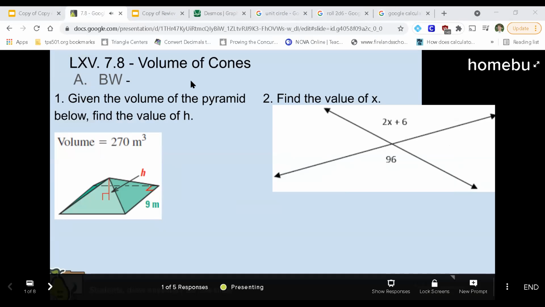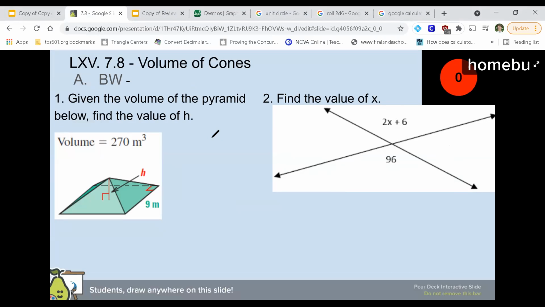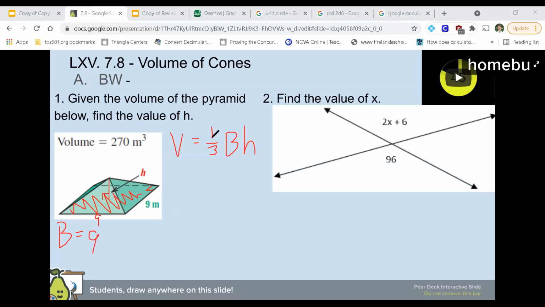Okay. So first thing we need to write for number one is the formula. The formula for the volume of a pyramid is 1/3 base area times the height. What is the base area of this pyramid? 81. How do you get 81? Yeah, this is a 9 by 9 square. So I'm going to do 9 times 9 is 81.